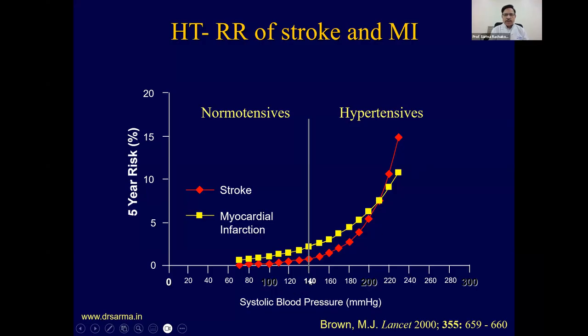So this 140 is not a number just pulled out of a hat, 140 and 90. These are numbers based on research where the risk steeply starts increasing. That is the cutoff point for normotension.